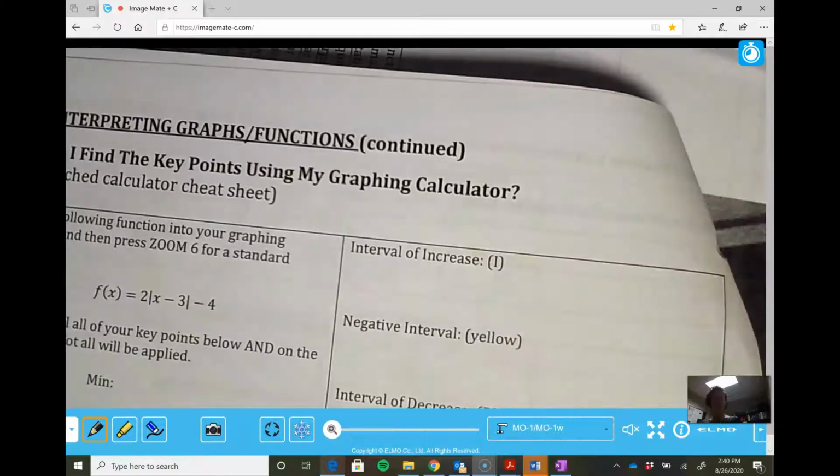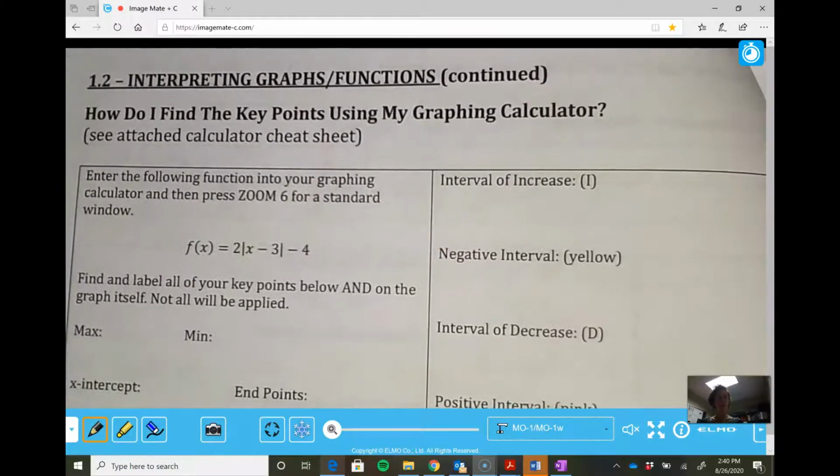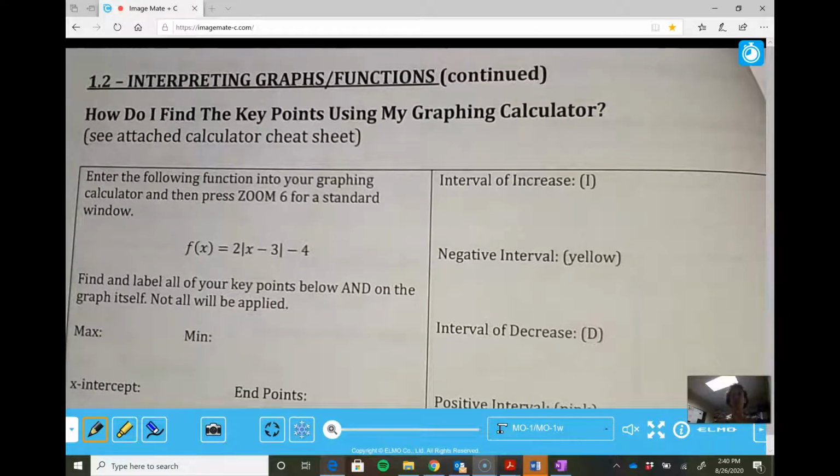One thing that we're going to have to learn to do is, you know, those key points that I always ask you to label, like the maximum, the minimum. Those are your turning points, the x-intercepts, and the endpoints. Sometimes we need our calculator to do that.